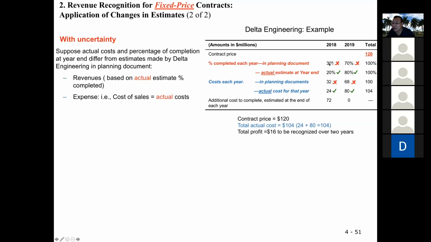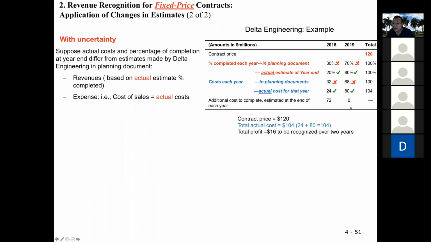In the beginning, you think it's a 30% progression. The actual progression is only 20%. Therefore, your cost will also be lower than what has been planned. 24, 80. The total cost is 104. It's higher than 100. The actual cost is over your budget, right? That's normal. That's just what happens in real life.